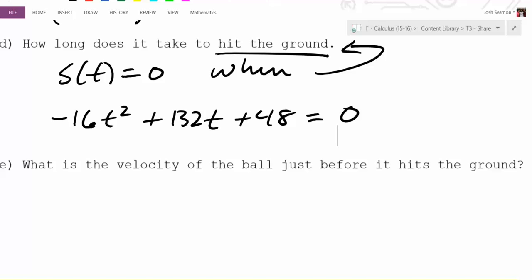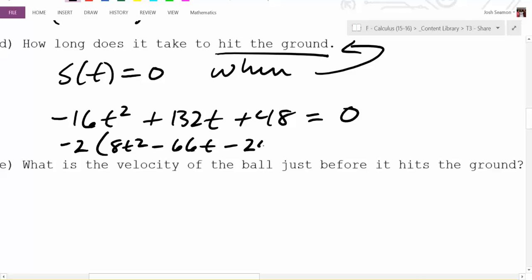You could factor out something. What could you factor out? Anybody see what you can factor out? 2 or 4. Well, factor out 8. Can you factor out 16 nicely? No. I'm not sure if you can, right, from the 132. So the way I would do it, just so you can see: factor out the small things first. I don't like the negative, so I'm going to factor out negative 8. That would make it 8t squared minus 66t minus 24.